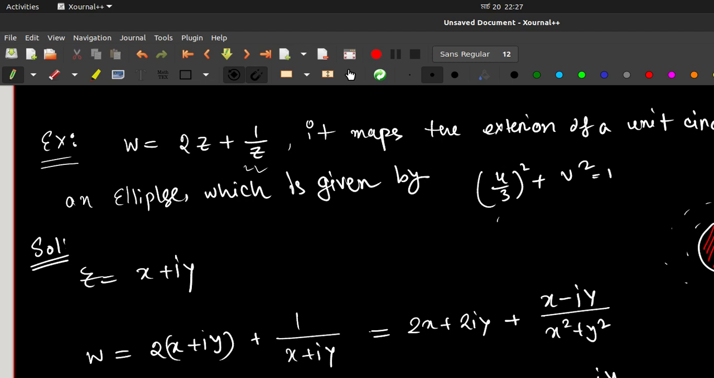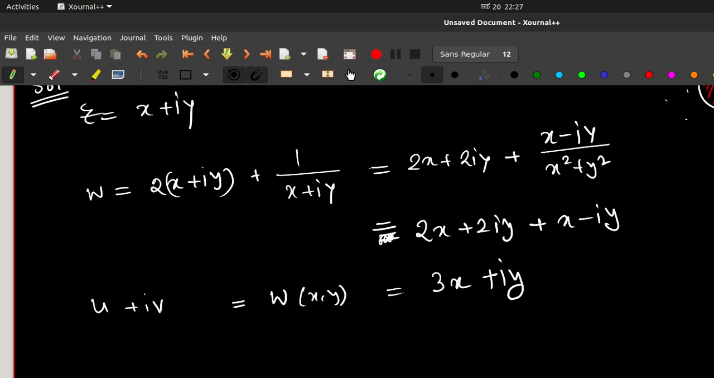But w itself is a function of complex variables on the w plane, so you can write it as u plus iv. That's what we are interested in, we want to see what x and y turn out to be in the uv plane. So u should be written as 3x, and v should be written as y, right? So what you have is x equals u by 3 and y equals v.